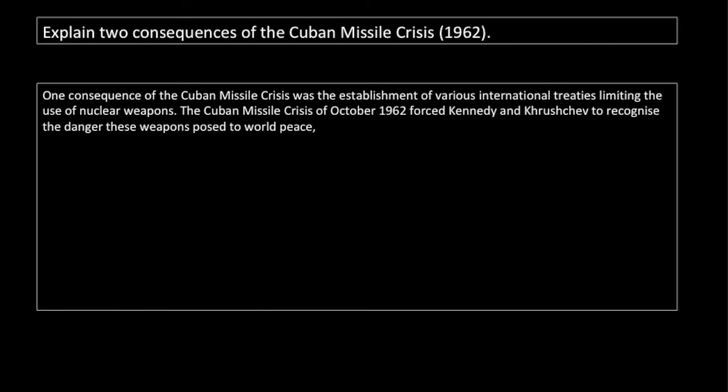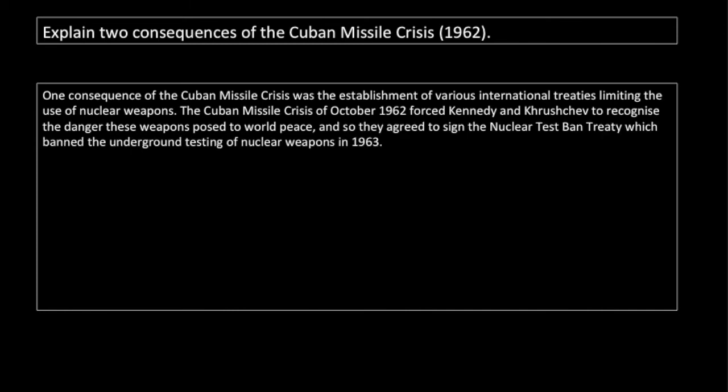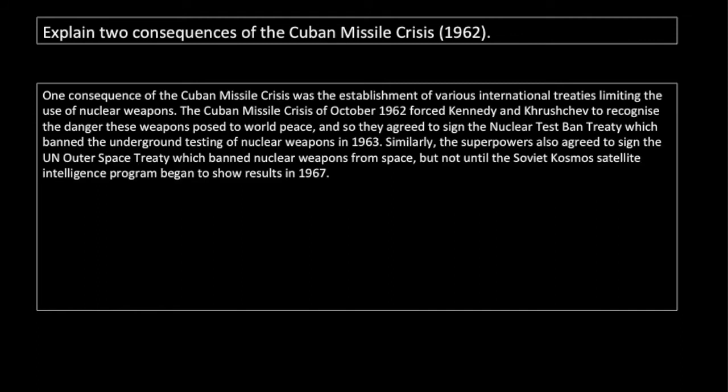The Cuban Missile Crisis of October 1962 forced Kennedy and Khrushchev to recognize the danger these weapons posed to world peace, and so they agreed to sign the Nuclear Test Ban Treaty, which banned the underground testing of nuclear weapons in 1963. Similarly, the superpowers also agreed to sign the UN Outer Space Treaty, which banned nuclear weapons from space, but not until the Soviet Cosmos satellite intelligence program began to show results in 1967.